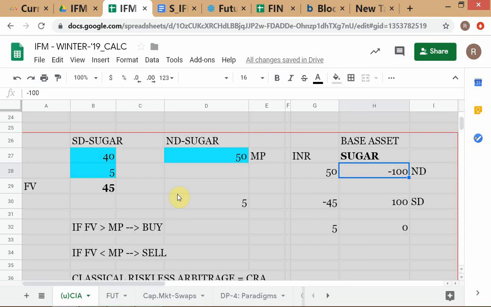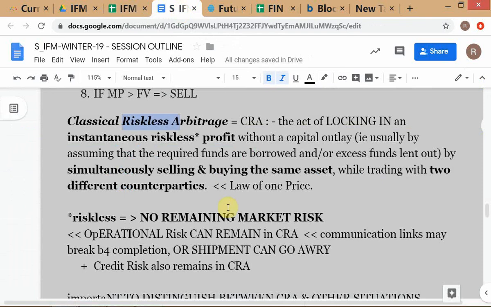This is clear, because this arbitrage will force the prices to converge. So this is essentially what we call classical riskless arbitrage, and I've defined it here. It's already in your notes. Maybe I'll need to add some words here. Act of locking in an instantaneous riskless profit without a capital outlay. This is how we traditionally define it.